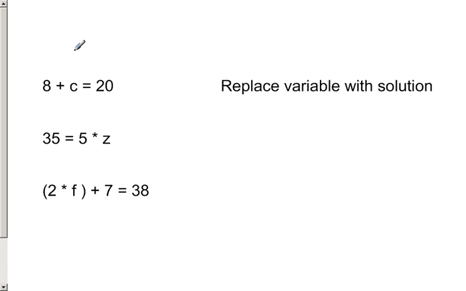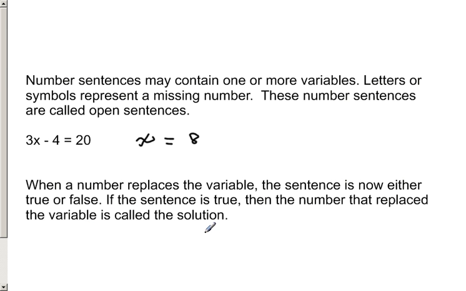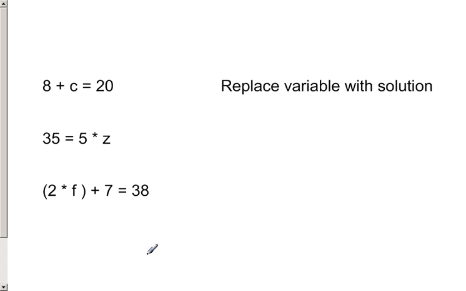So in that last example, if I had tried x equals 5, 3 times 5 is 15. 15 minus 4 is 11, not 20. So if I had tried x equals 5, my open sentence would have been false, and 5 would not be a solution. So you're going to find the solution to these three problems so that my open sentence is true. So you can pause the video a couple of moments to do that and then restart.